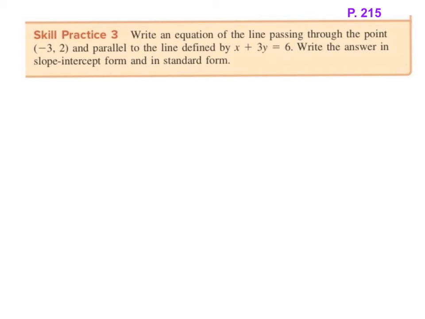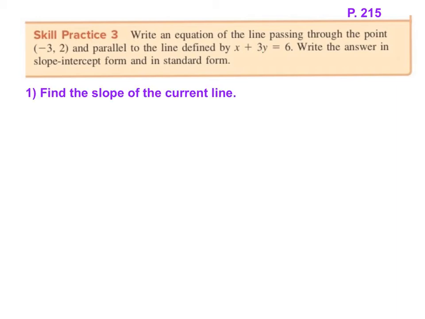Parallel means they have the same slope. So all I need to do is come up with the slope of this line. And if I can find the slope of this line, I need to write a new equation that has the same slope and goes through that point. So I could use point slope. So first let's find the slope of this line.